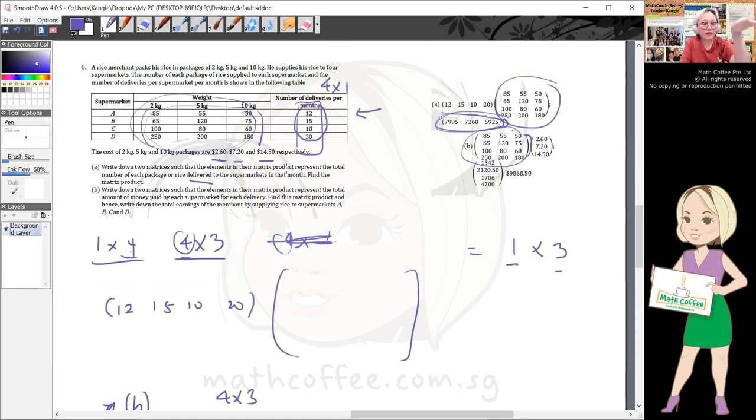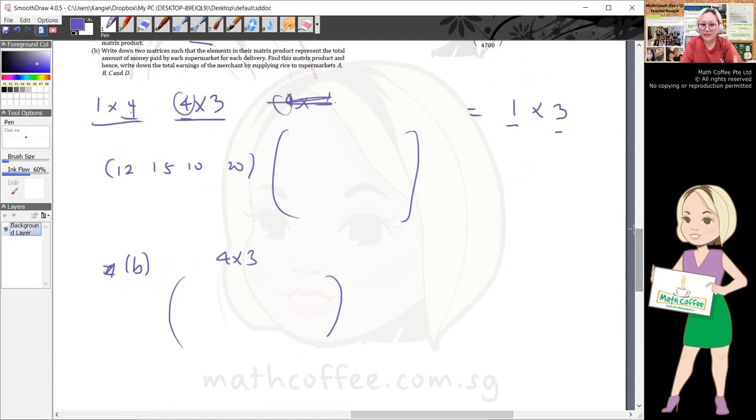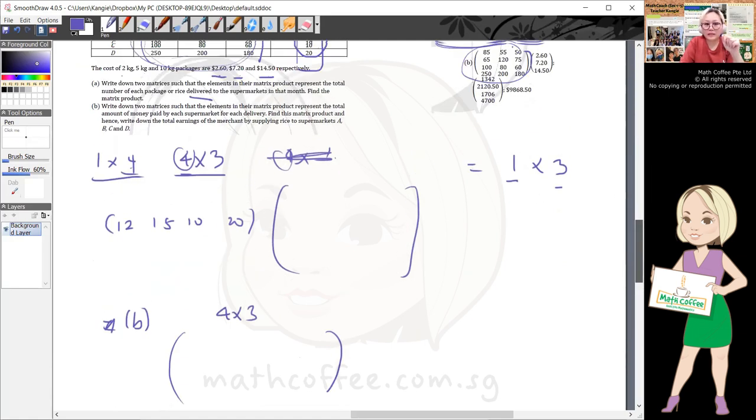But we know we can put it in the row form. We can also put it in the column form. So how do you decide, right? It is either 1 by 3, or it can be a 3 by 1. But because this first matrix is 4 by 3, the only common number I have is the 3. So I don't have other choice. I must put it in the form of 3 by 1. So this is out.